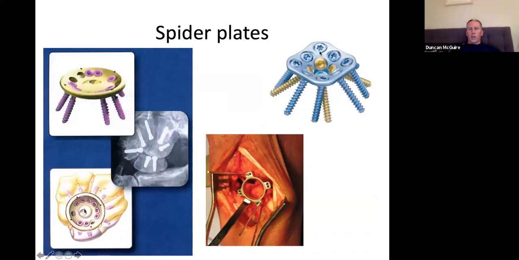This plate on the top right here has got the locked screws, the blue ones, and the non-locked screws, which allow compression, are the gold ones, but they still often have their hardware issues. And again, like I said before, there's no point in including the triquetrum in the fusion. So as far as I'm concerned, and a lot of people are concerned, a four corner fusion is really for the history books. You should be doing a 2 or a 3 corner fusion and never using a spider plate.